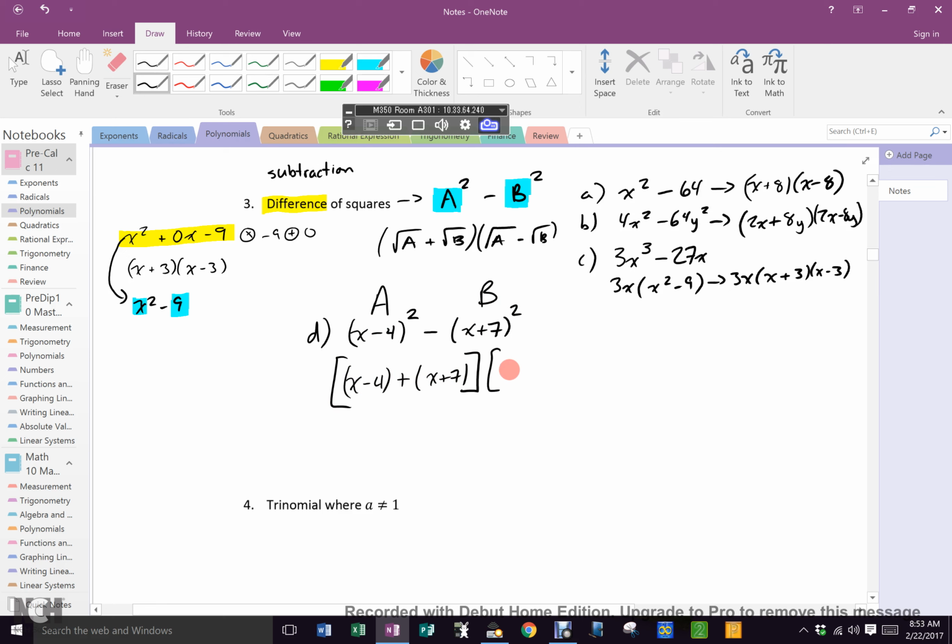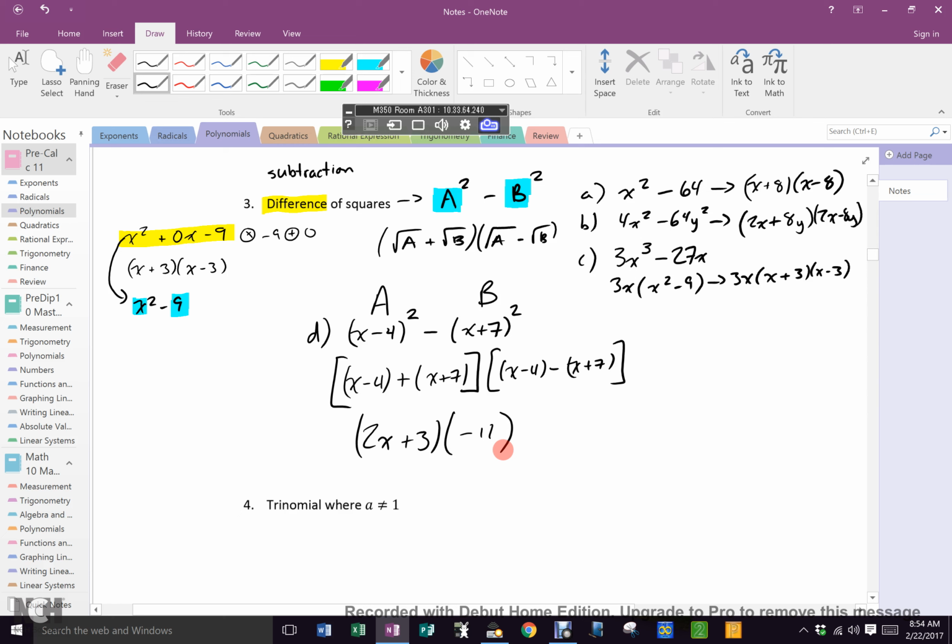And then the next set of brackets is the square root minus the square root. And now what must I do in there? Collect like terms. x plus x is how many x's? 2x. Negative 4 plus 7 is 3. x minus x is what? It's not a trick question. x minus x is 0. Negative 4 minus 7 is negative 11.